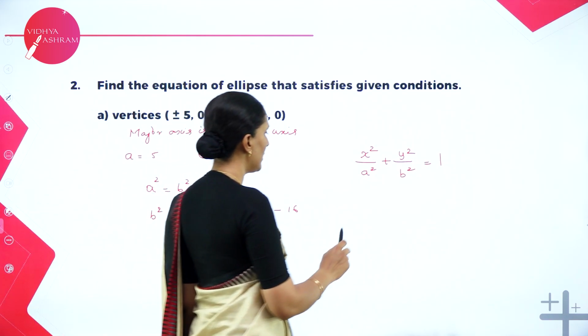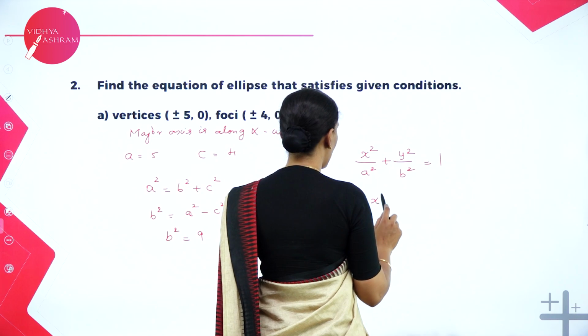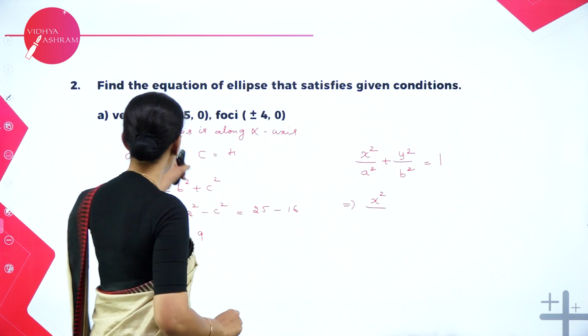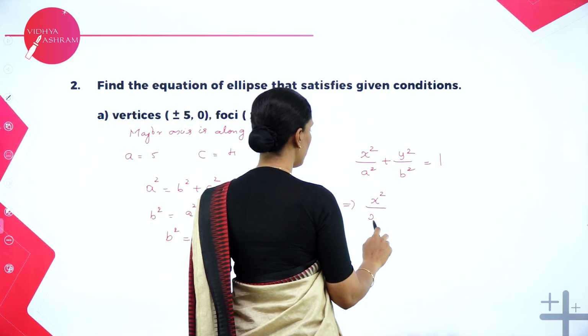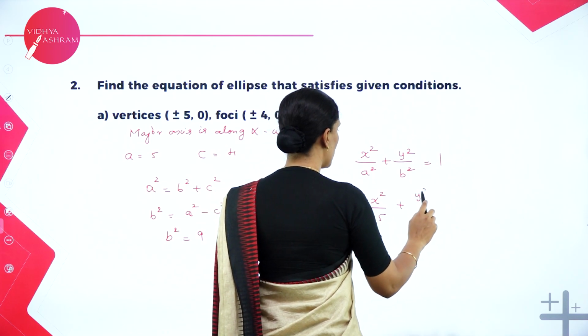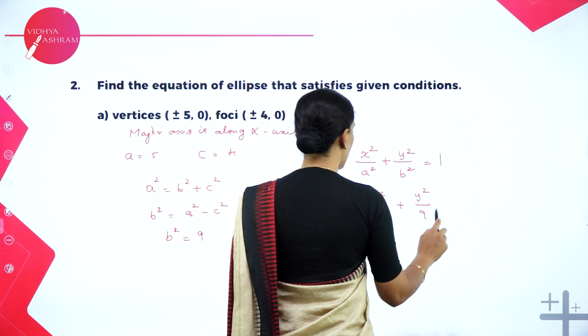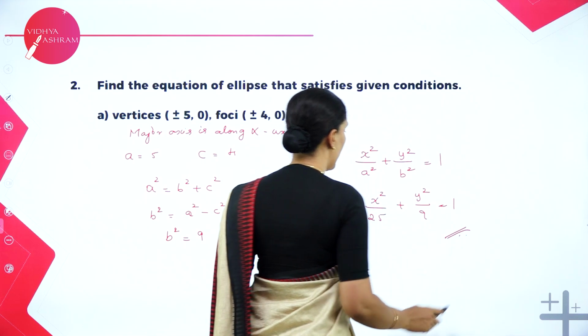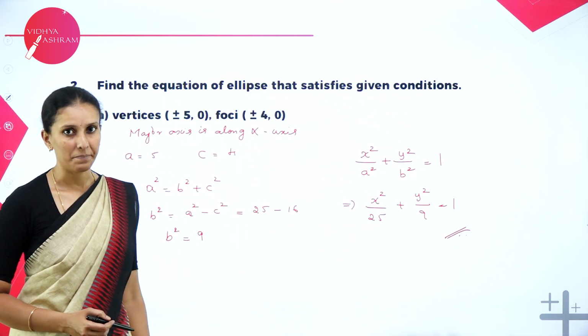So therefore, the standard equation becomes x square by a square, which is 25, plus y square by 9 is equal to 1. So this is the required equation of the given ellipse.